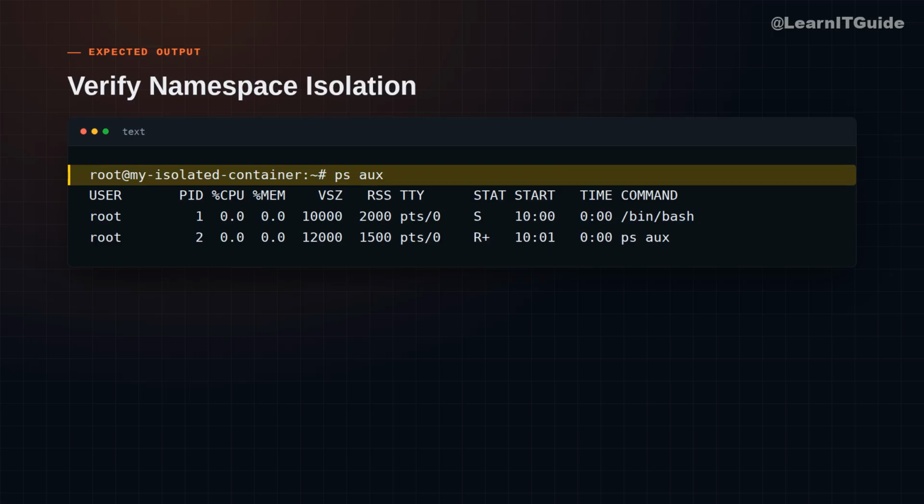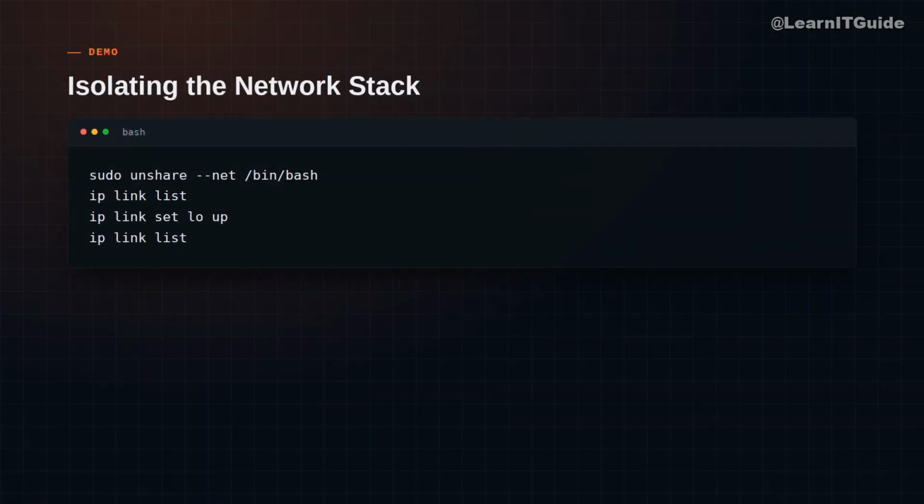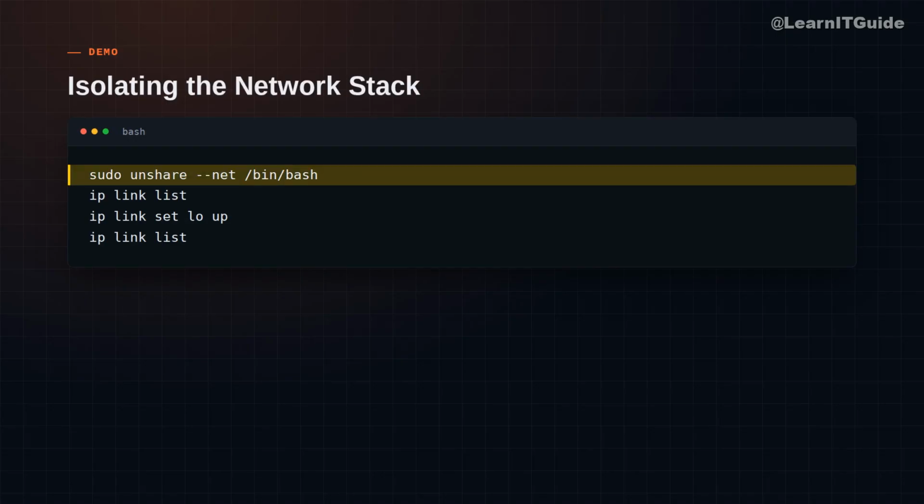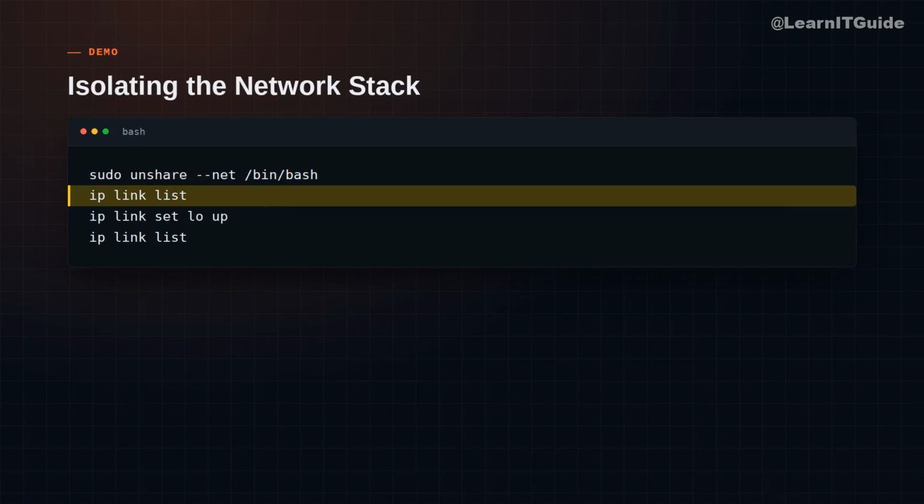The host name we set is also reflected in the command prompt. Everything is isolated. Now let us look at the network namespace. On line 1, we use unshare with the net flag. When we run the interface list on line 2, we see absolutely nothing. It is a completely empty network stack.